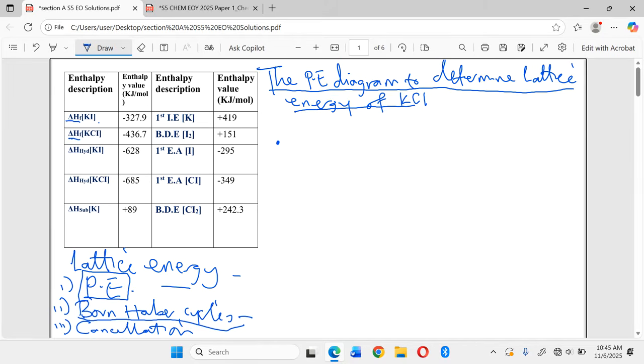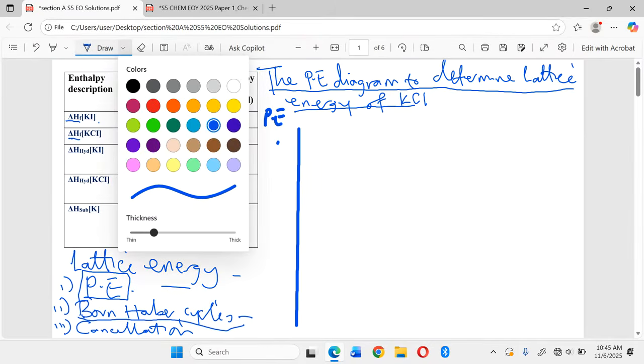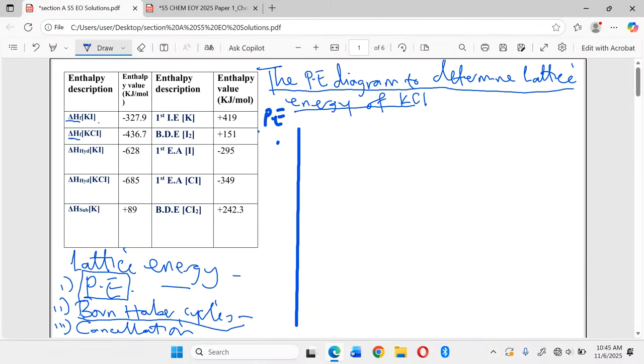So the potential energy diagram, we are going to have, so we can draw a line up here, line here, and then in this area we are having the potential energy. This is where we're having potential energy, in kilojoule per mole.